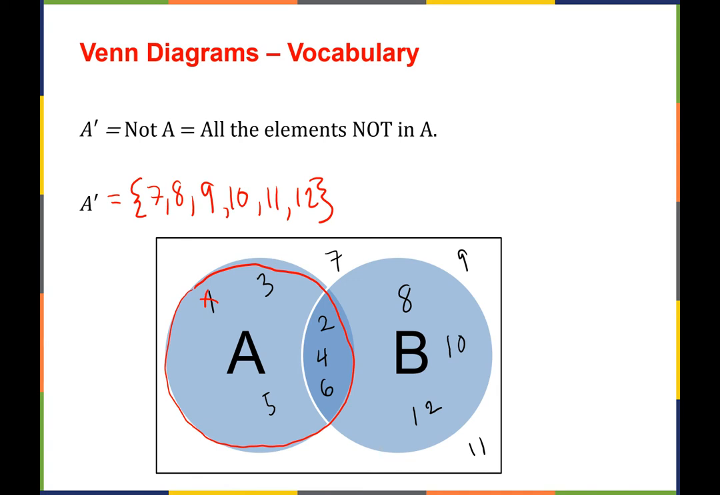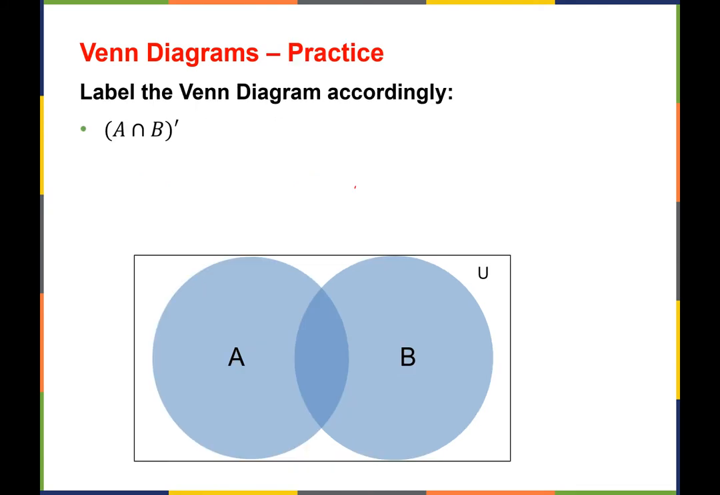You don't have to put the numbers in order in a set. This would be the same as if I wrote 7, 12, 8, 11, 9, 10. It doesn't matter what order you put them in. I just like to put them in numerical order because it's easier for me to keep track of what I have written down. All right, so let's practice by combining these a little bit.